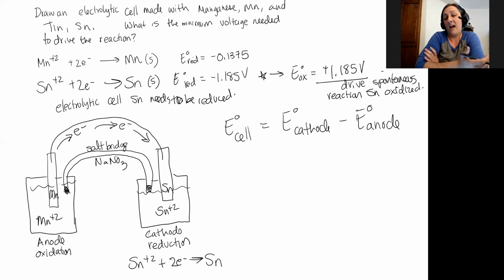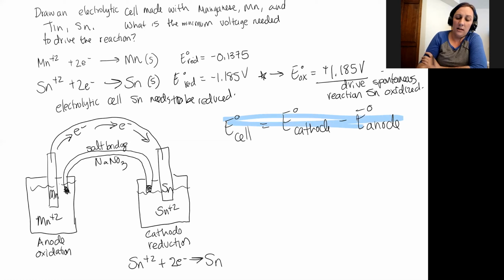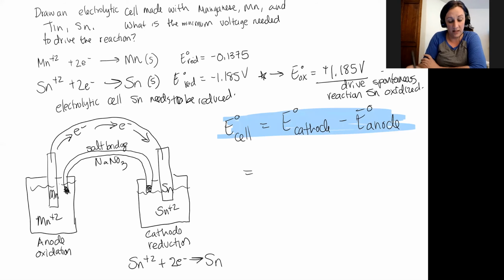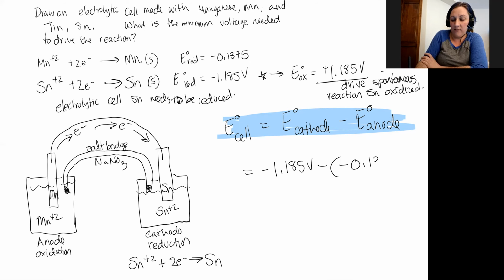And the question is, how much voltage do we need to apply? Well, we're going to calculate the same way we would calculate anything else with our cell potential equation right here. And so we'll plug in our reduction potentials. Our cell potential will be equal to our cathode's reduction potential. And so that's our tin. So that's the negative 1.185 volts. And we'll subtract from that the reduction potential of our anode, which is the negative 0.1375 volts.